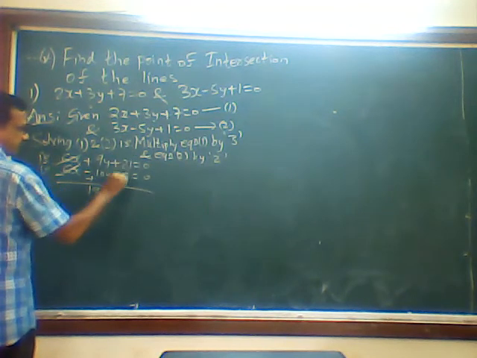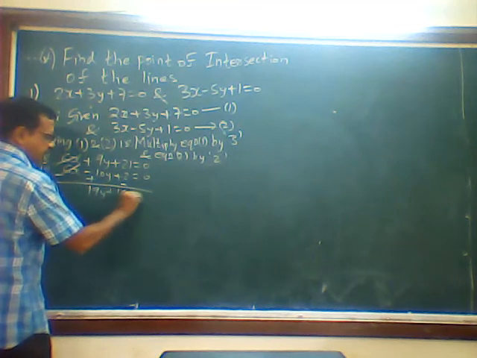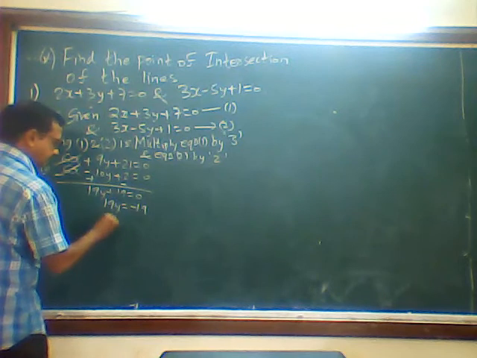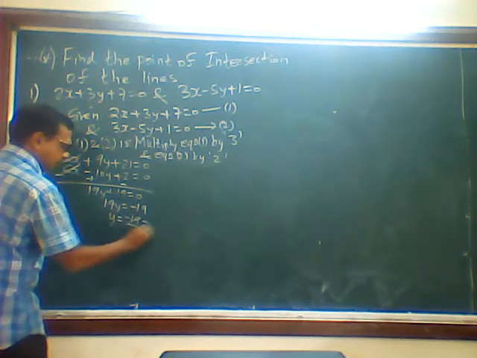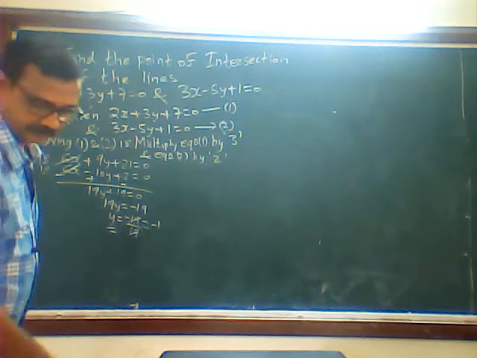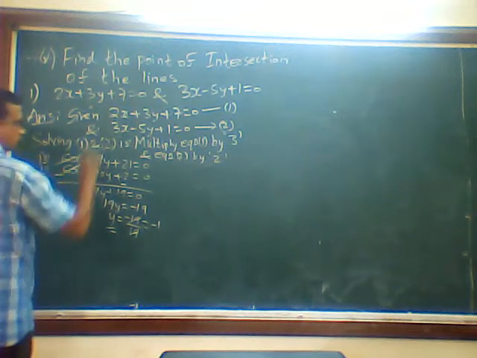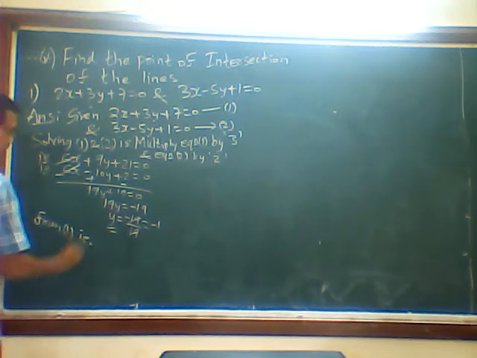Then from 21, 2 goes means plus 19 is equal to 0. So 19y is equal to minus 19. Y is what? Minus 19 divided by 19. It goes. Answer is minus 1. Okay. You got minus 1 as y value. This minus 1 you can put either in 1 or 2. I'll say from 1.